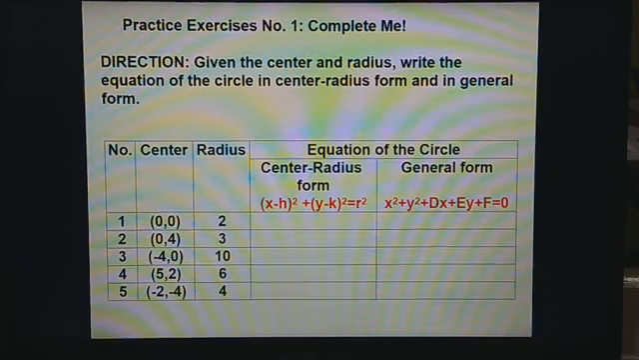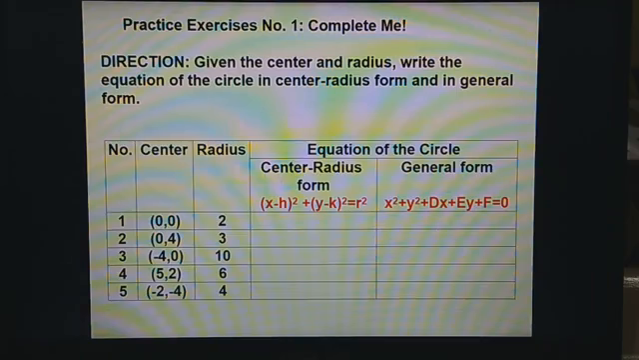Okay. So, entitled Complete Me, the direction is: given the center and radius, write the equation of the circle in center radius form and in general form. So, nagbigay ako dito ng 5 examples wherein given ang coordinates ng center of a circle and the length of the radius of a circle. Then, isusulat natin kung ano ang kanyang equation of the circle in center radius form at kung ano ang equation of the circle in general form.